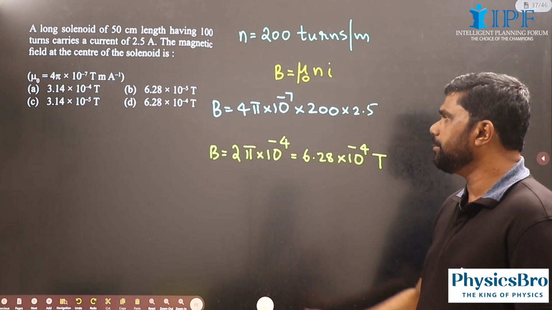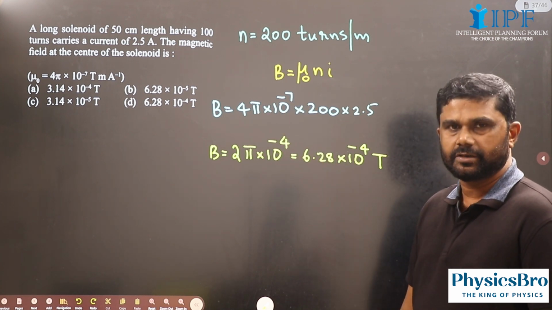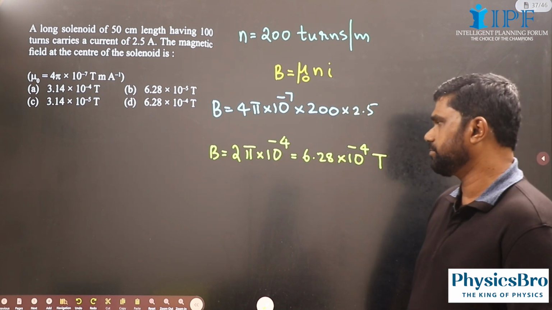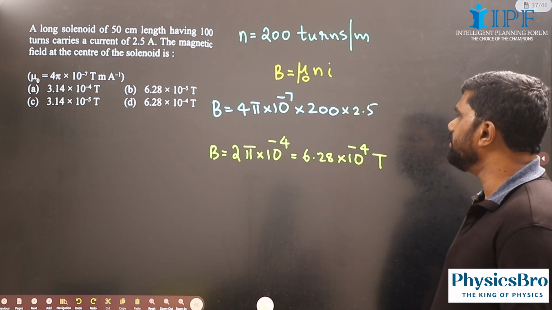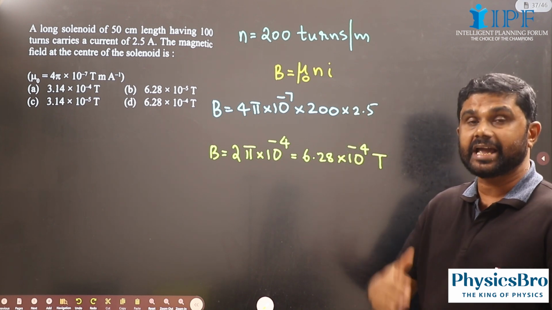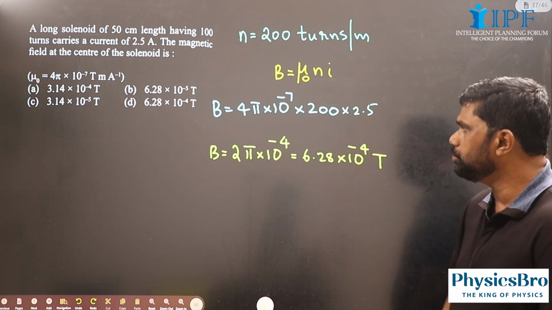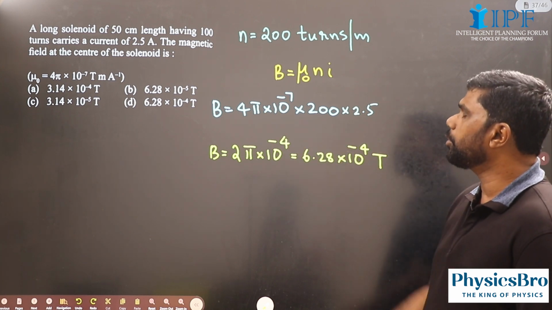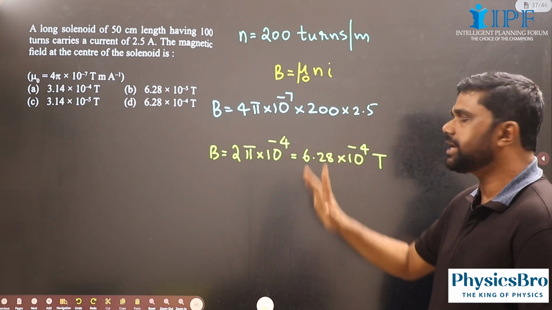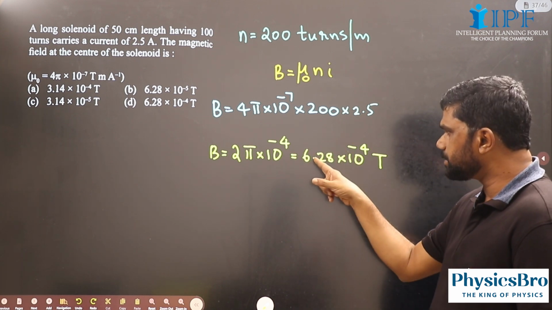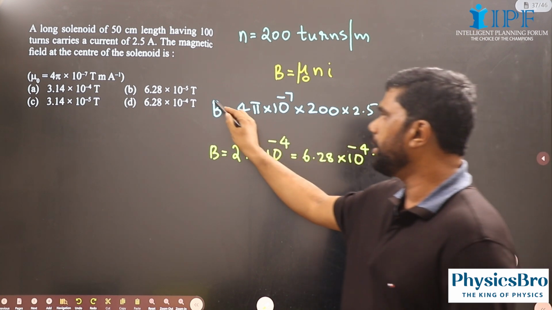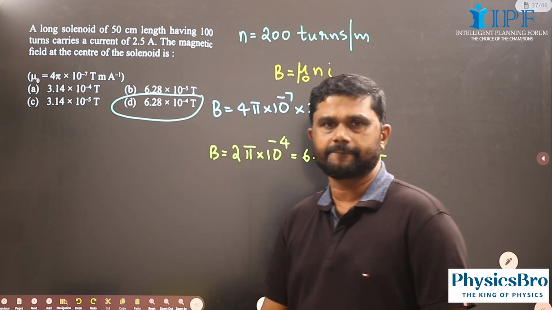B is mu 0 n I. Mu 0 we have 4 pi into 10 raised to minus 7. Number of turns per unit length is 200 and current is 2.5. Okay. Now see, we will have this 2.5 into 200. That will be 500. It can be expressed as 1000 divided by 2. By 2 into 4 pi will be 2 pi. Then 1000 into 10 raised to minus 7, that will be 10 raised to minus 4. Now this 2 pi can be expressed as 6.28 into 10 raised to minus 4 Tesla. 6.28 into 10 raised to minus 4 Tesla.